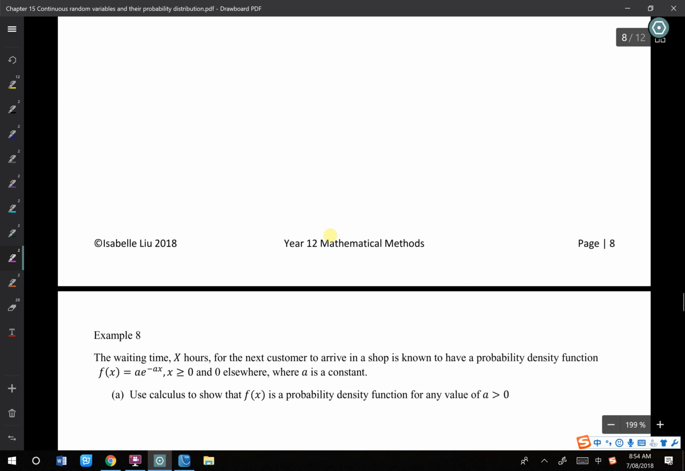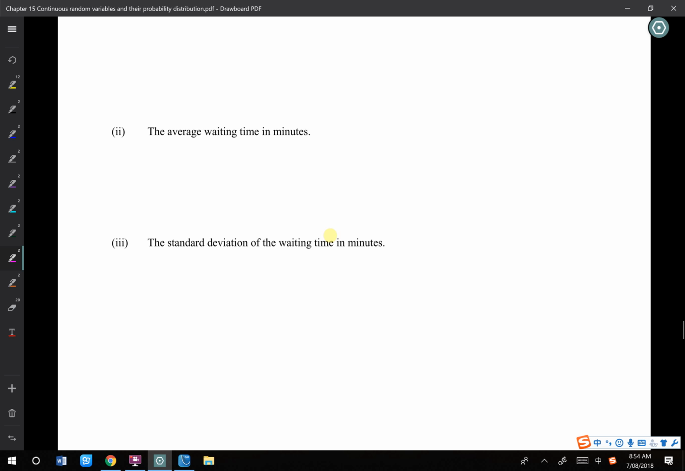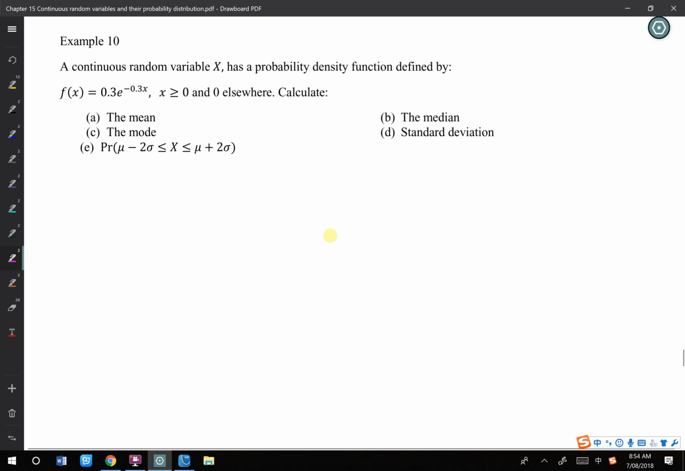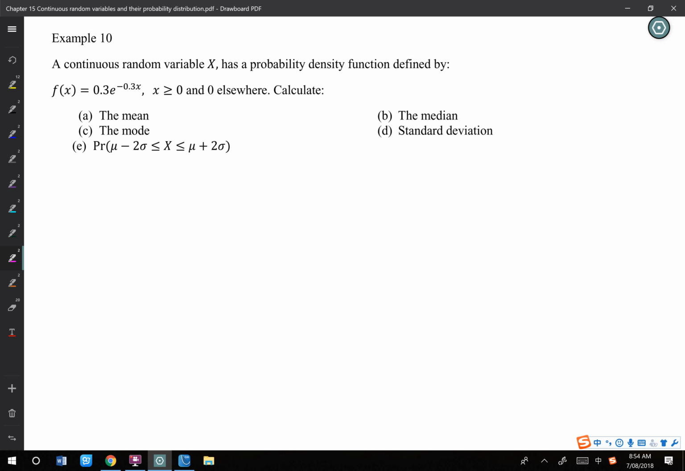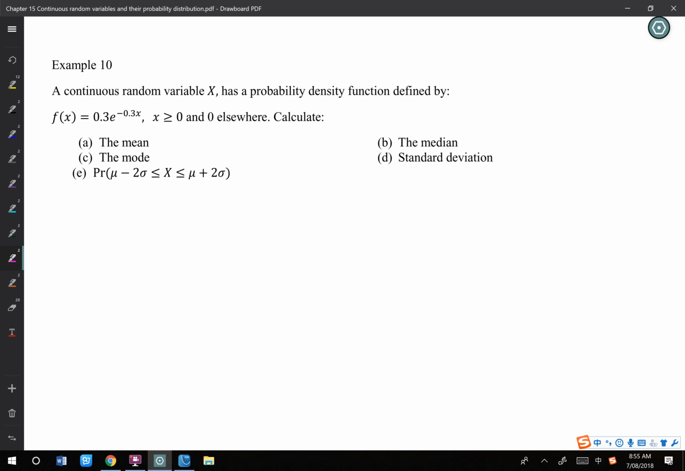I'll do this one with you. I'll do page 10, the last question here. Okay, I want to do this one with you. Okay, page 10, example 10. I want to do that one with you. Let's add one more question to that.